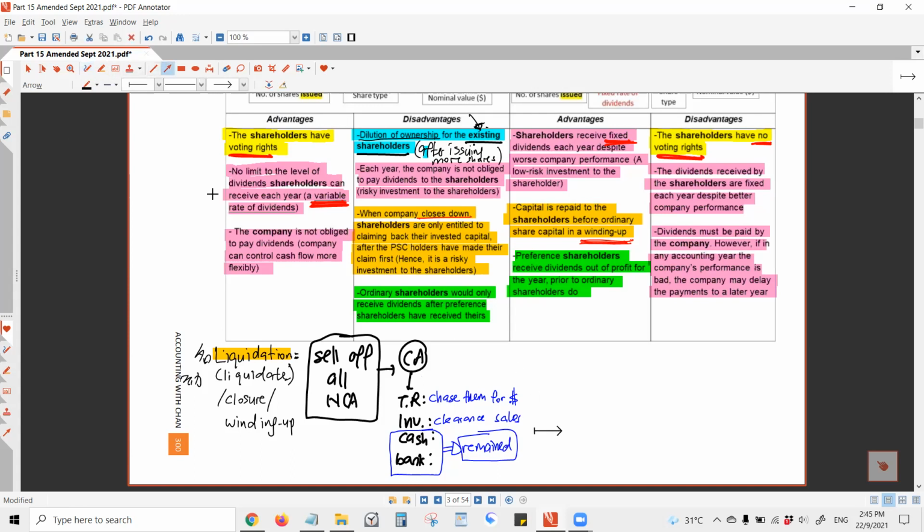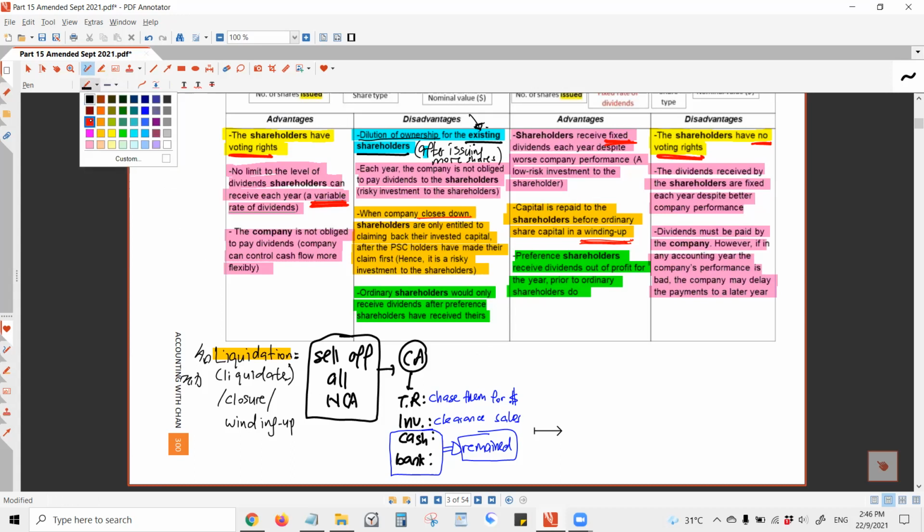Now, you look at your SOFP again. Once you have cleared off all the assets and turned them into cash and bank, you have to clear off the liabilities as well. Liabilities are debts that you owe to outsiders. You have NCL, you have CL, and you must clear them off. So let's continue to write.